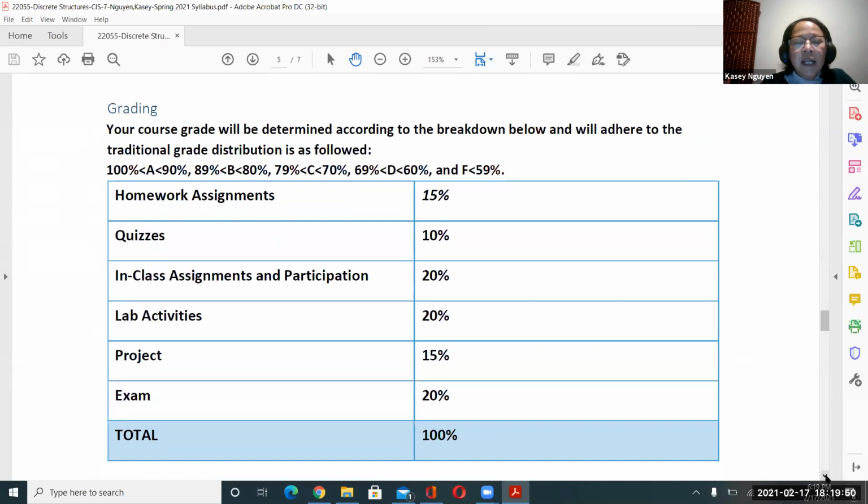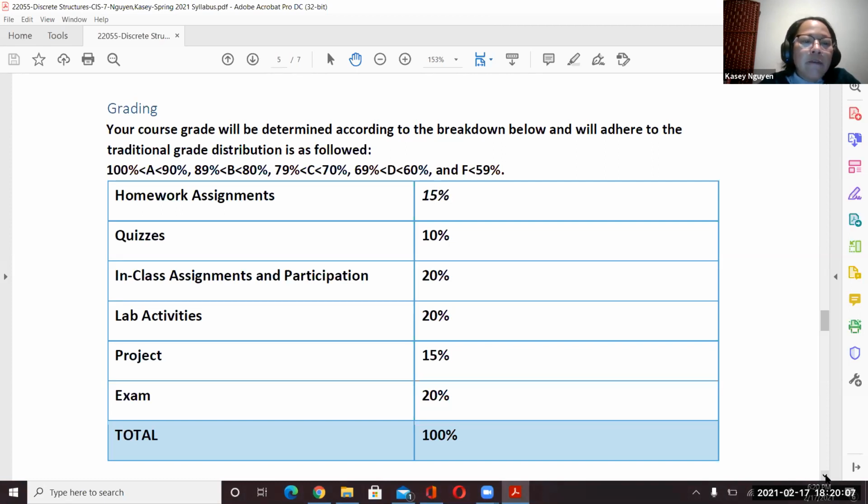For grading, I use the standard scale. 90 to 100 is an A, 80 to 89 is a B, 70 to 79 is a C, 60 to 69 is a D, and 59 and below is an F.